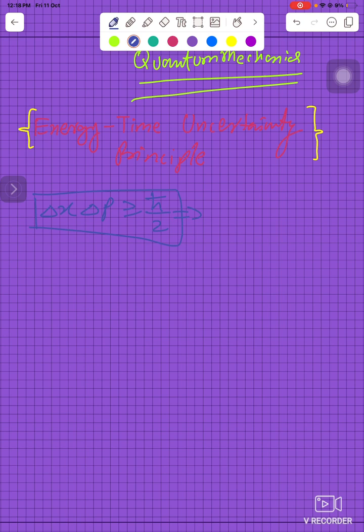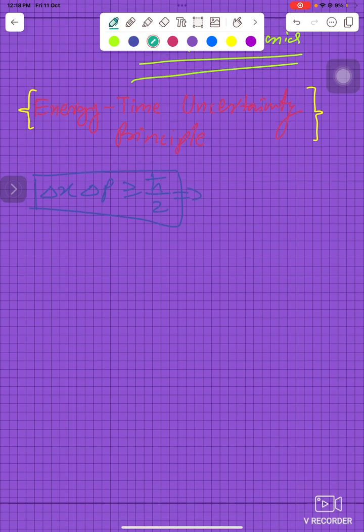This equation over here is often paired with one more equation, which is our topic here. It is change in time and change in energy is more than, not less, more than ħ/2. Okay, here we have energy and time.